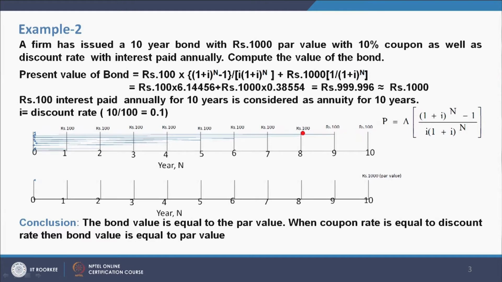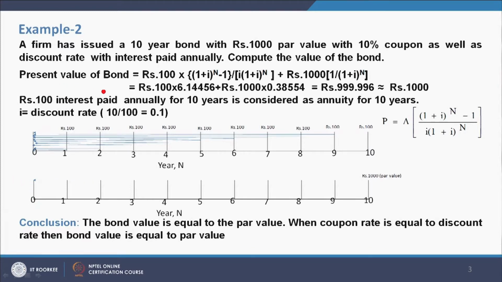The present value of these 100 rupees can be calculated using the formula used to calculate the present value of an annuity. This is P equal to A into [(1 plus i) to the power n minus 1] divided by [i into (1 plus i) to the power n]. And then this timeline shows that at the end of the 10th year you will get 1000 rupees, and the present value of this 1000 rupees can be calculated by bringing this value to timeline t equal to 0.